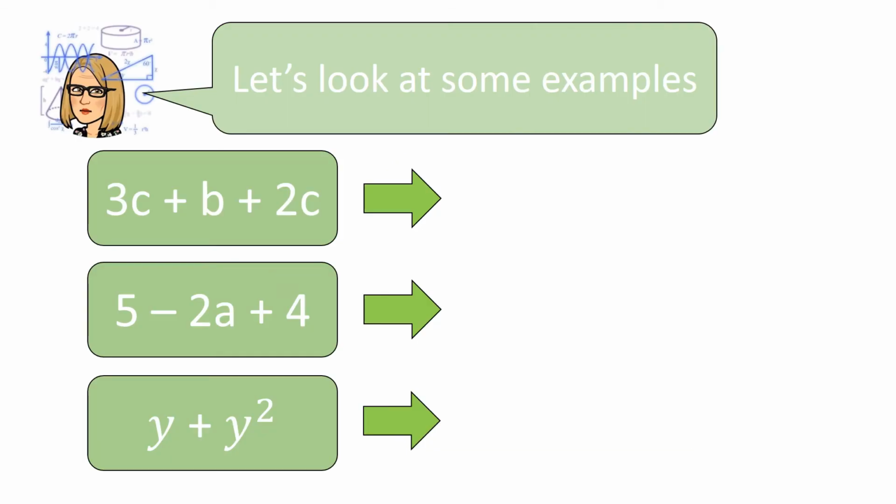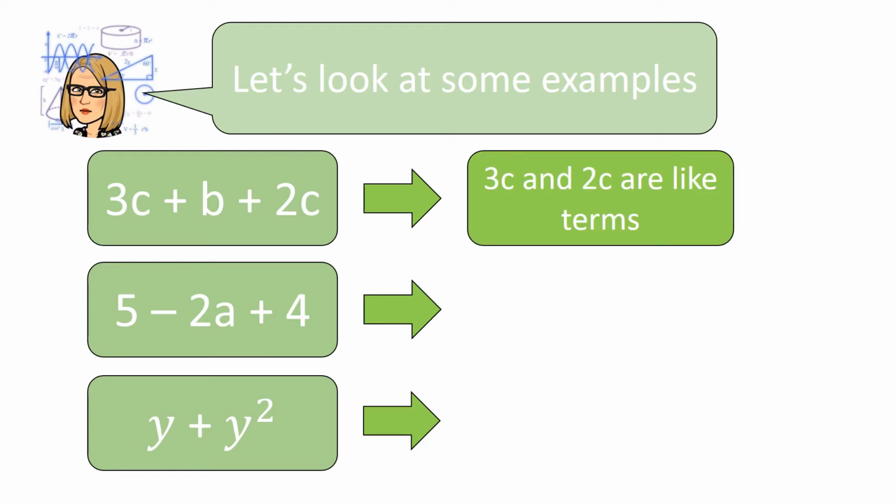Let's look at some examples because I think that makes it easier to understand. So in this first expression, I've got 3c plus b plus 2c. There are three terms there, but two of them have got c in them. Even though they've got different numbers, they are like terms. 3c and 2c are like terms.